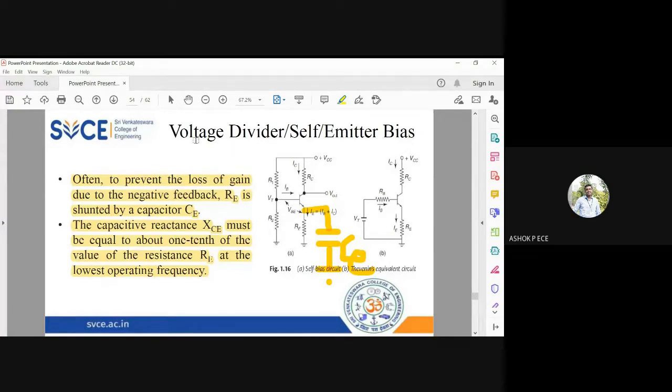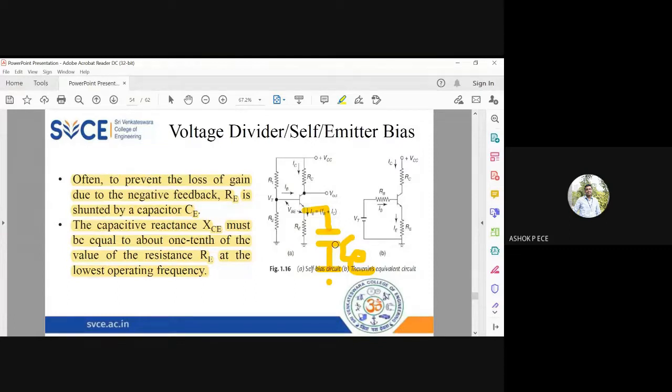See, this circuit provides an excellent stability factor, but the only drawback is that the power dissipation is very, very high because I have a huge amount of current flowing through R1 and R2. To overcome that loss, I'm going to connect the capacitance across RE to make up for that loss.